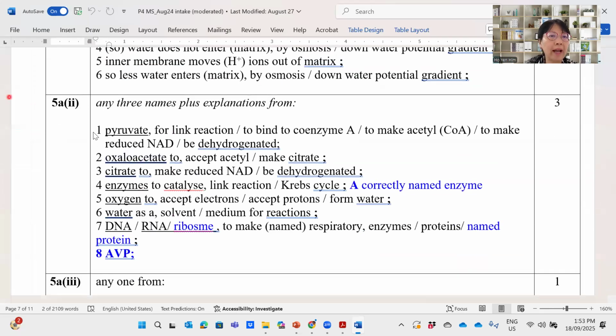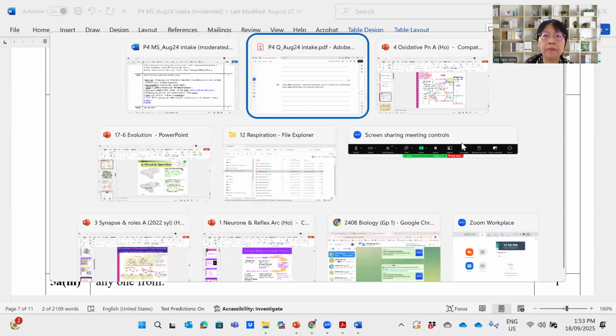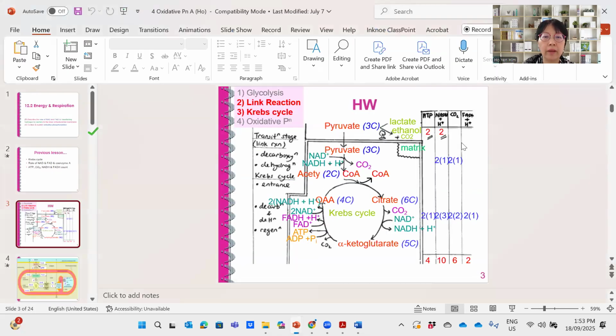Okay. Number 1, pyruvate. Pyruvate is used for what? It's used in link reaction. It's supposed to combine with CoA to form acetyl-CoA. So practically you can also write the chemical equation. Okay, pyruvate plus CoA to form acetyl-CoA. Correct? Pyruvate plus CoA becomes, actually it's not correct. Pyruvate becomes acetyl, okay, correct. Pyruvate plus CoA becomes acetyl-CoA. Correct. The balanced equation is correct.